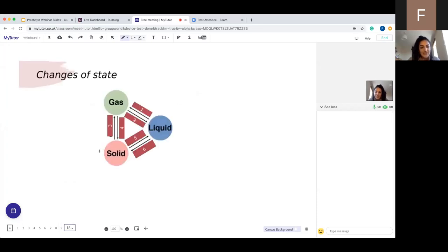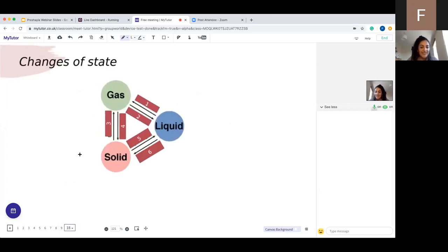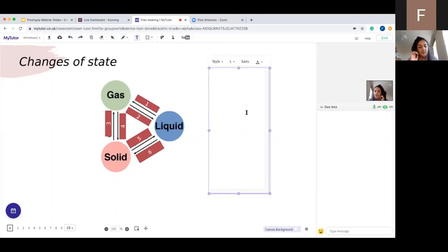Changes of state. So what are the changes of state in my diagram here? Gas to liquid, liquid to gas, solid to gas, gas to solid, liquid to solid, solid to liquid. So we need to know what the names are when we go between each kind of change of state. So a liquid turning to a gas is evaporation, or boiling.